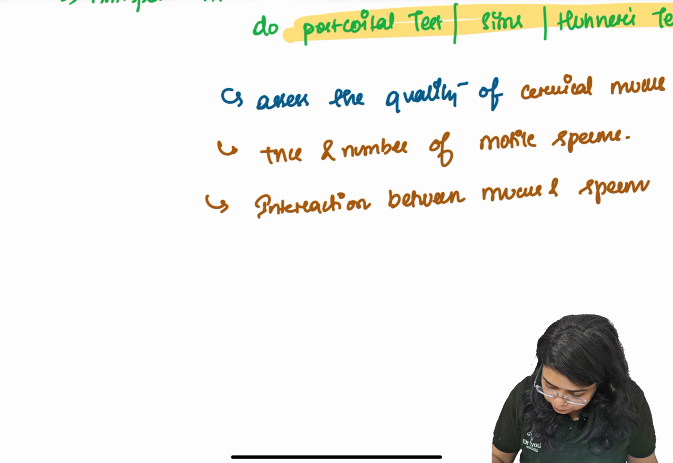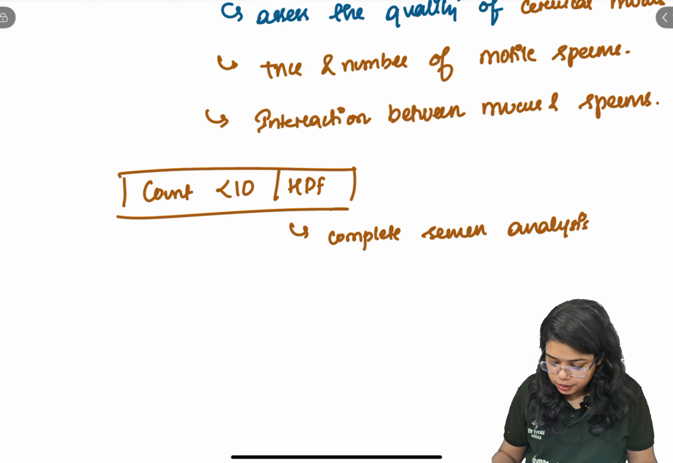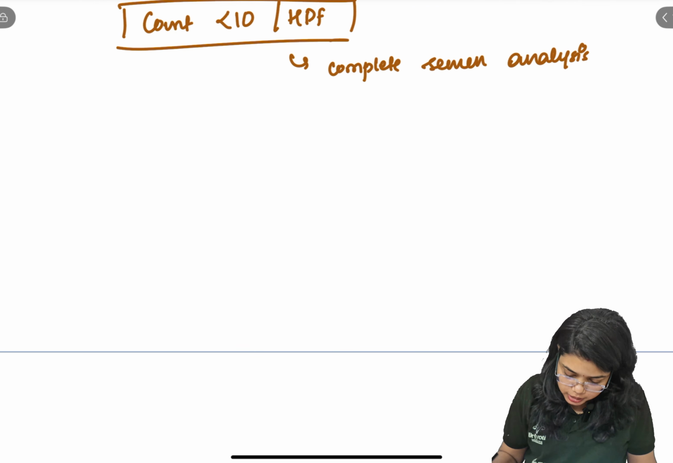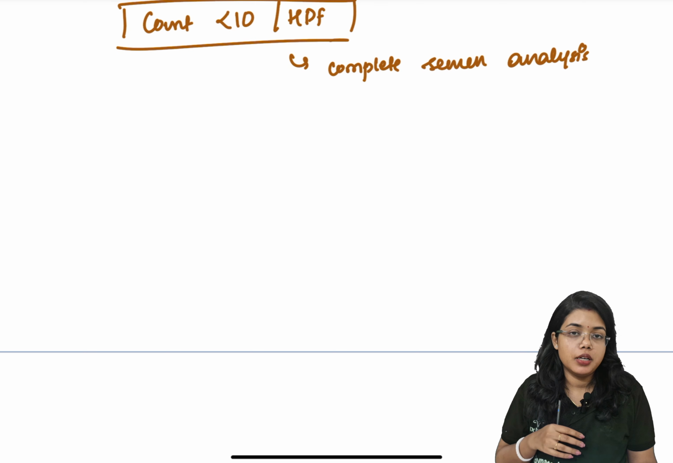Okay, then what is the count? If the count is less than 10 per high power field, that means we need to do complete semen analysis. That means something is wrong. Sperms are being destroyed, so we need to do complete semen analysis because there may also be male factor infertility.